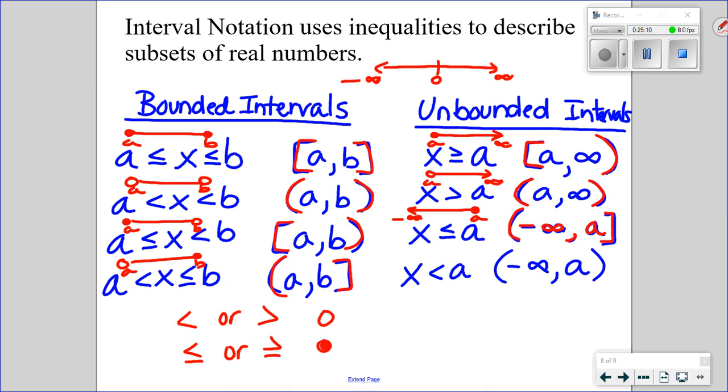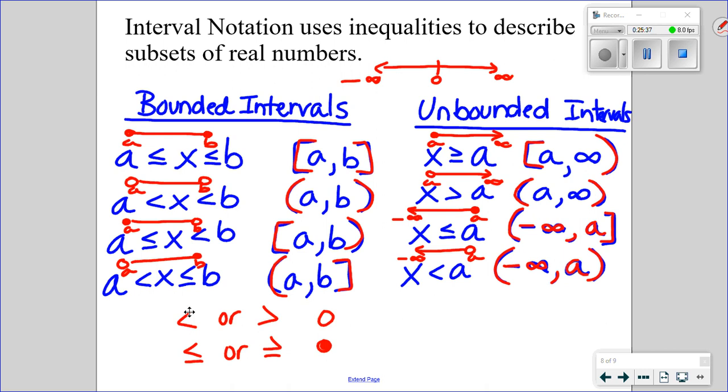All right, and then our last one is x is less than a. So in this case, we use an open circle on a. The arrow would go to the left forever. So in this case, again, we'd start with negative infinity, comma a, but then parentheses on the a, meaning we're not including a in that interval. And you guys, a and b will be actual numbers when you write interval notation.